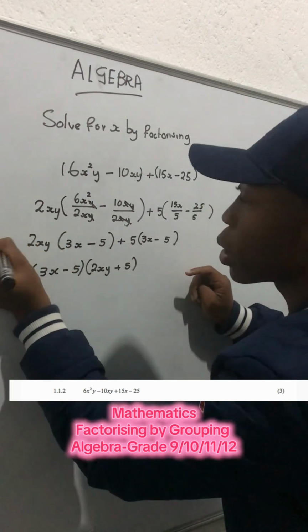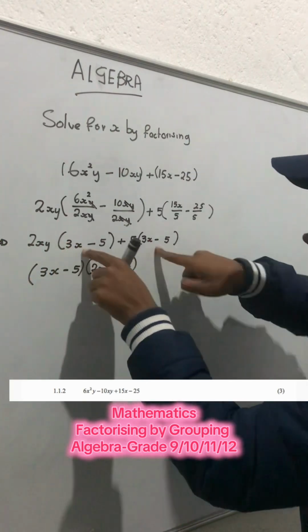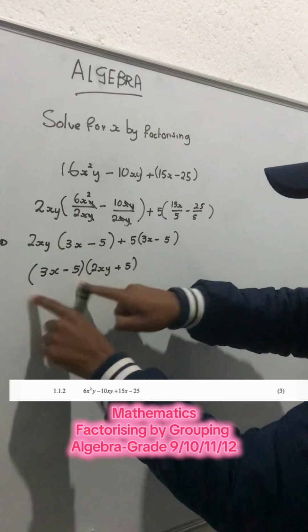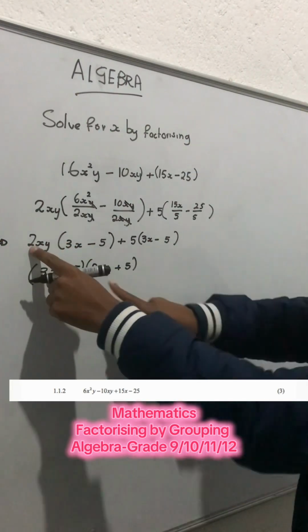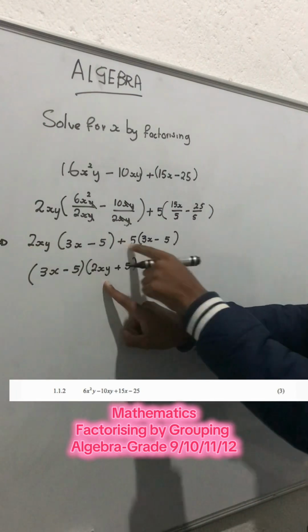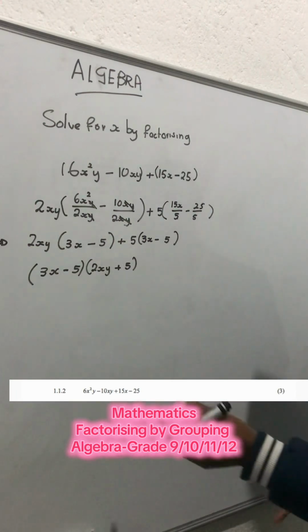This step is very important. I need you to understand it. So we took out 3x minus 5 as a common factor. And what is remaining outside the bracket is 2x plus y, 2xy plus this 5. So that's how you do it.